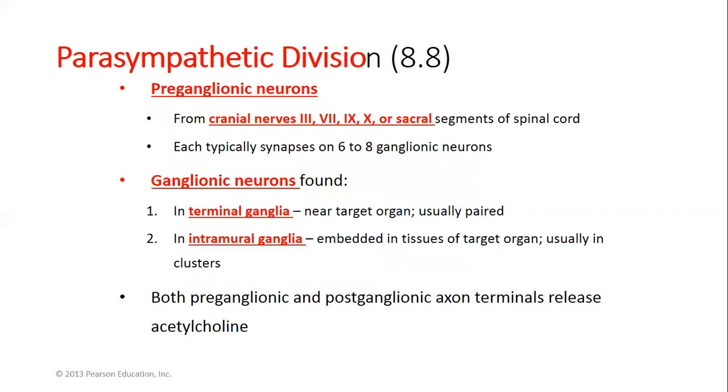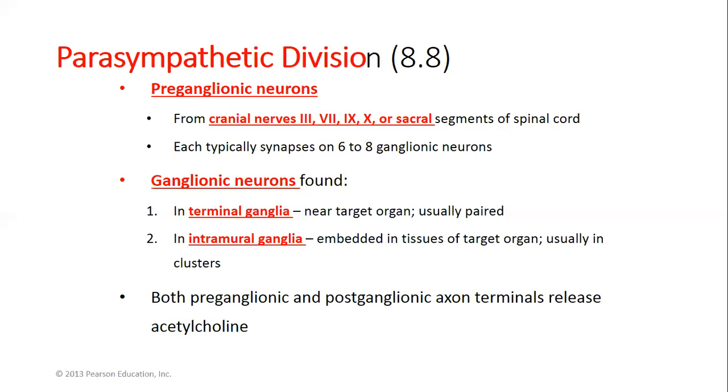There's other preganglionic neurons that are part of the sacral segment of the spinal cord. Remember, the sympathetic nervous system has cell bodies of neurons in the thoracic and lumbar region. The parasympathetic division has cell bodies of preganglionic neurons in the brainstem and sacral segments of the spinal cord. And the ganglionic neurons are not located near the spinal cord anymore, but actually near the target tissue.